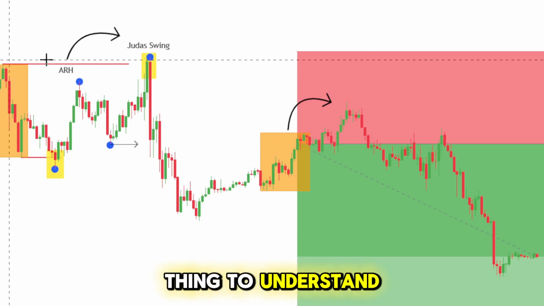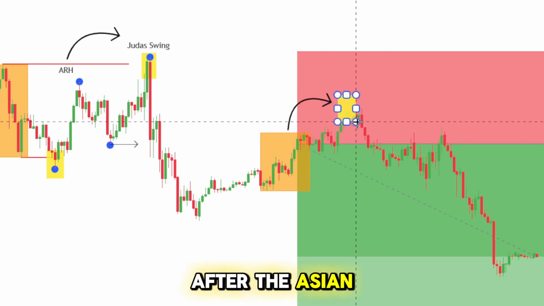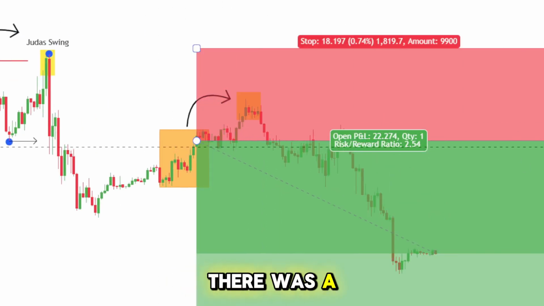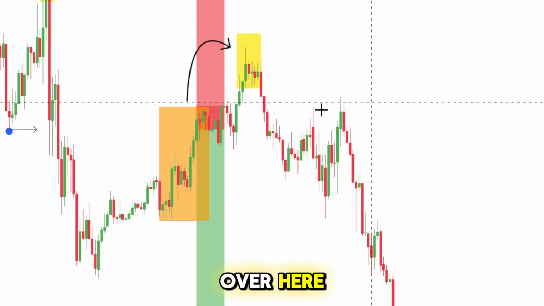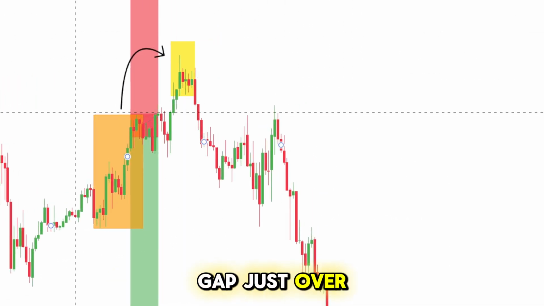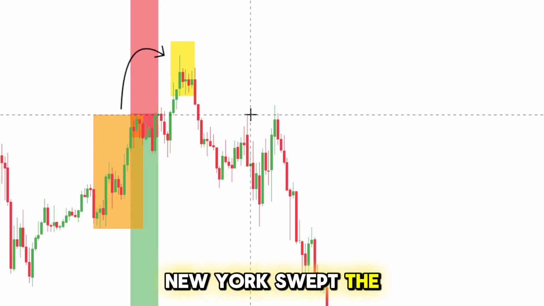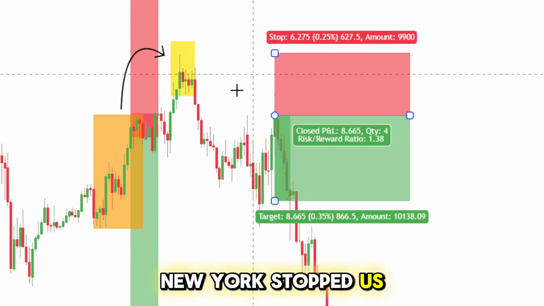But the main thing to understand is having your manipulation again above the Asian range high. Look to sell after the Asian range high has been swept, right? Over here, over here. Now there was a potential re-entry if you didn't catch this entry, right? Understand again we have an Asian range high over here and we had a fair value gap just over here to target, right? So again, what did New York session do? New York swept the high of London or the high of New York, opening New York. Stop loss above the Asian range high.